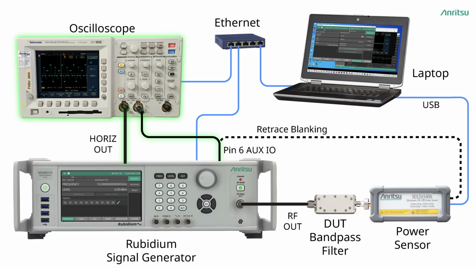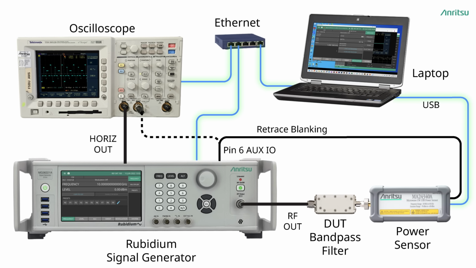We will then connect Rubidium's retrace blanking output to power sensor's external trigger input port to perform the amplitude response measurement. Note that horizontal output and retrace blanking signals are available on the back panel of Rubidium. Horizontal output is available on a BNC connector, and retrace blanking output is available on pin 6 of auxiliary 2 connector. Retrace blanking output provides a plus 5 volt signal coincident with sweep retrace.